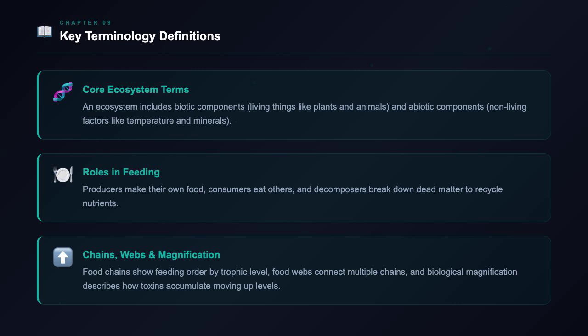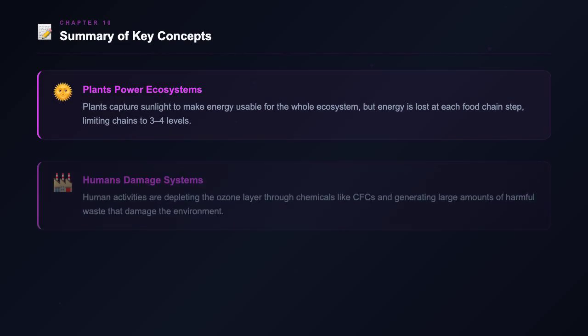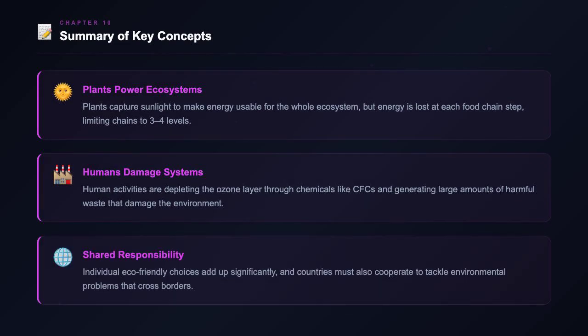A food chain shows feeding relationships between organisms. Multiple chains form a food web, an interconnected network. Each organism has a trophic level in the chain. Harmful substances can accumulate as they move up levels, a process called biological magnification. Ecosystems work because every part depends on each other.